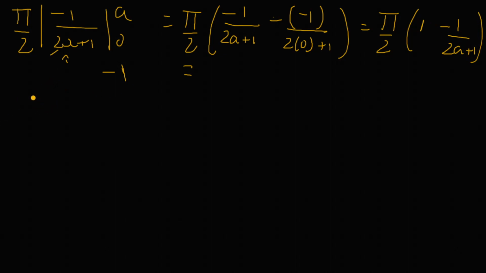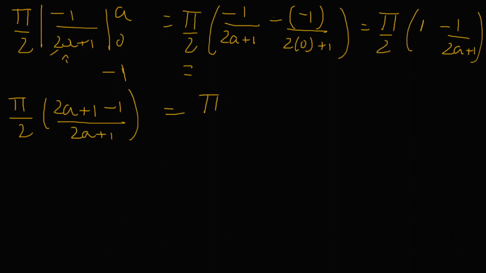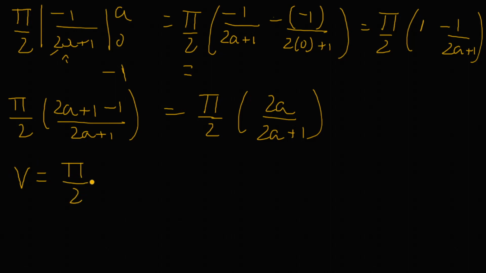Just taking the LCM and doing some basic simplification, we have pi by 2 times ((2a plus 1 minus 1) by (2a plus 1)), which is 2a by 2a plus 1. So we have it, our final volume is pi by 2 times 2a by (2a plus 1).